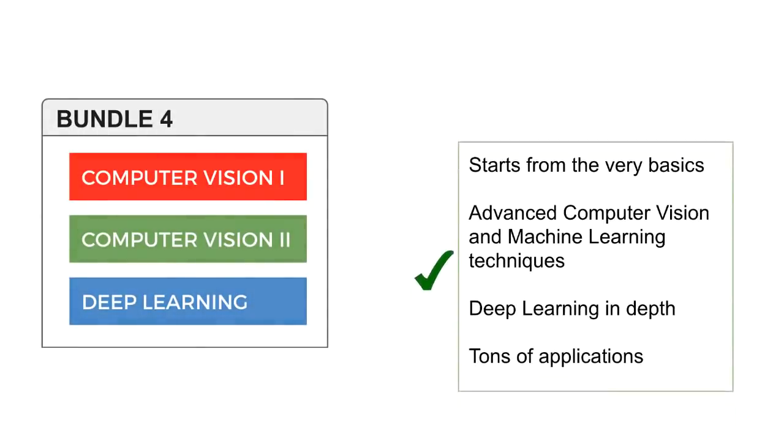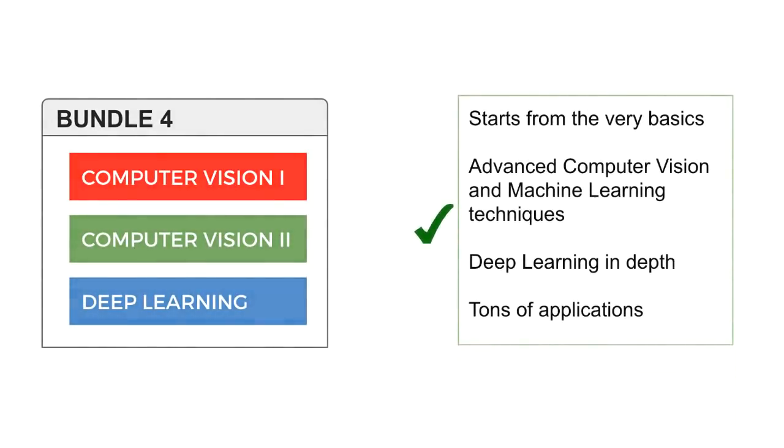Bundle 4 is the complete package with all three courses. This bundle will take you from a beginner to a computer vision master. The courses will lay a strong foundation in computer vision, machine learning, and deep learning with many practical projects and assignments. This bundle is perfect for students who want to get a job in AI or even start their own AI company.